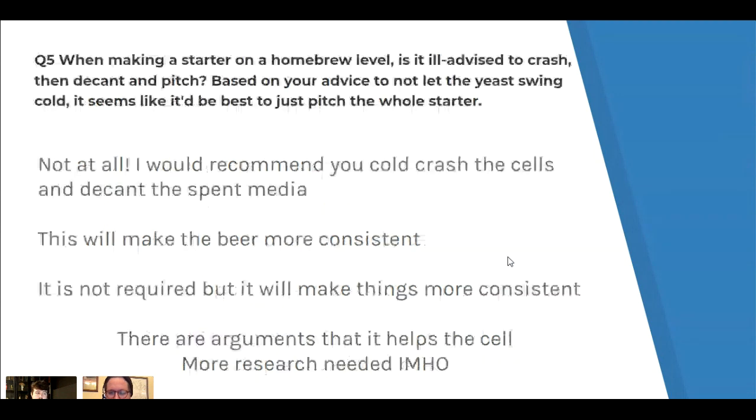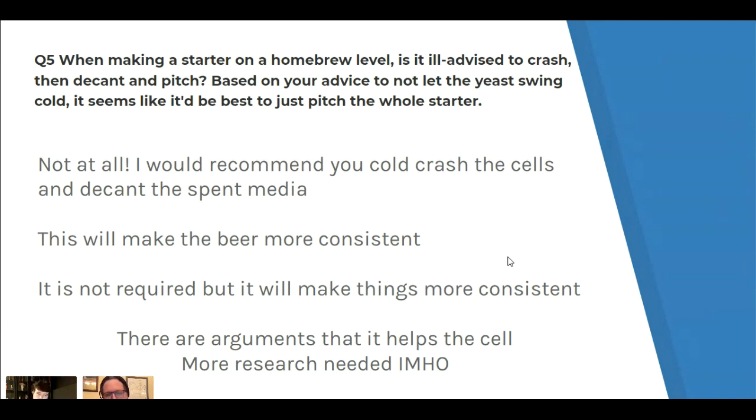And this is a perfect segue into the next question, which was essentially, should you cold crash and decant your starters? And I absolutely would. I would recommend you cold crash your cells and remove the spent media. That spent media doesn't taste great. It doesn't taste horrific, but it doesn't taste good. So if you're able to remove that, it's going to make your beer taste better. It's not required, but it will give you more consistency and it will make your life a bit easier.